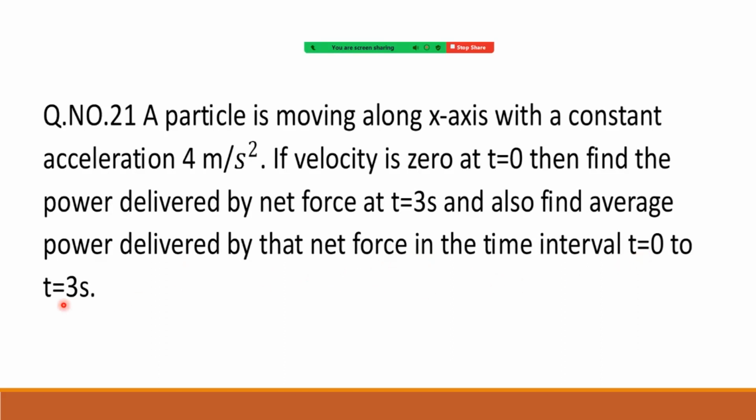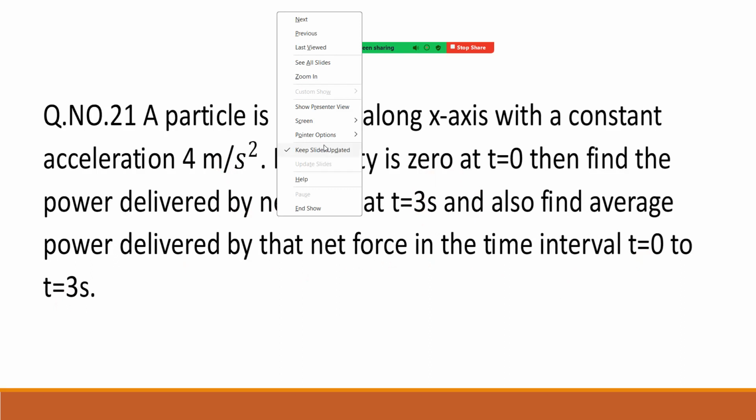Whenever we want to calculate an average value, we have to mention the time interval, like average velocity, average speed, displacement. So we have to mention the time interval. Moving along the x-axis, acceleration 4, initially at rest, at t equal to 3 seconds, asked by net force. See how we solve the problem.